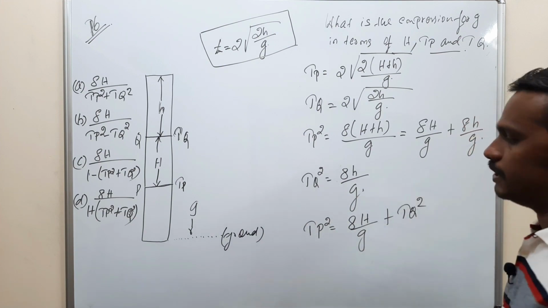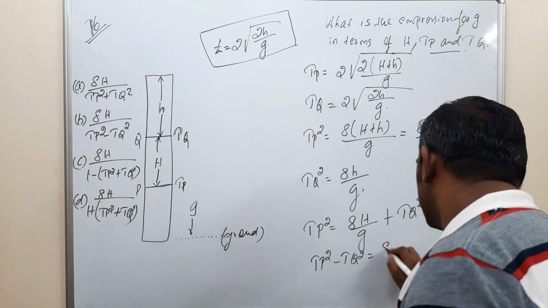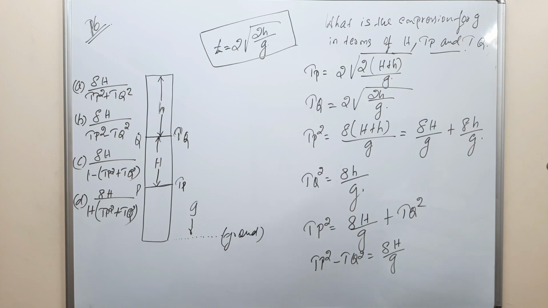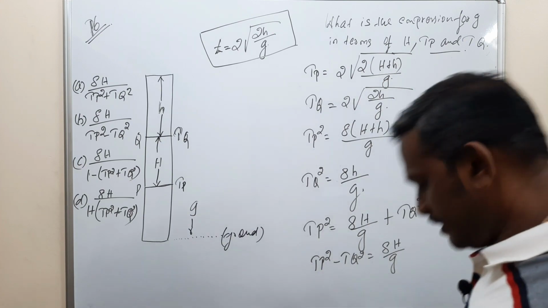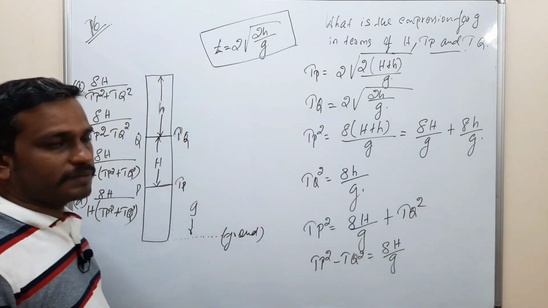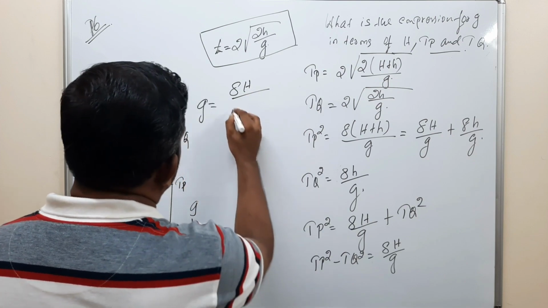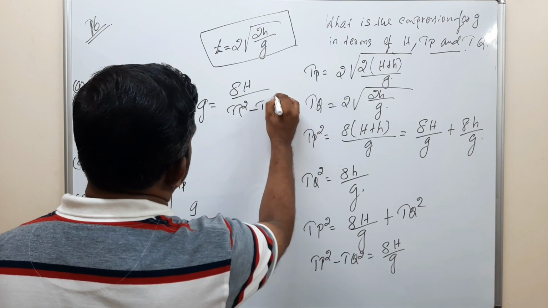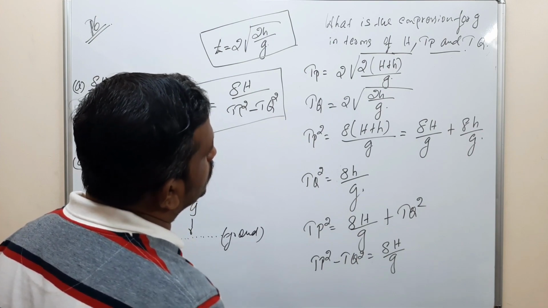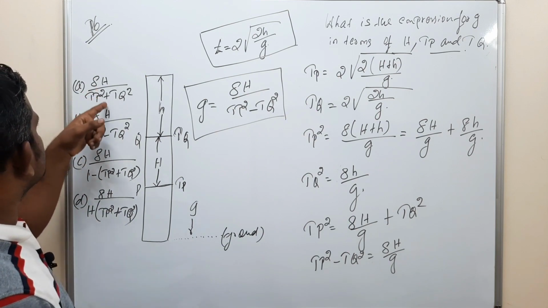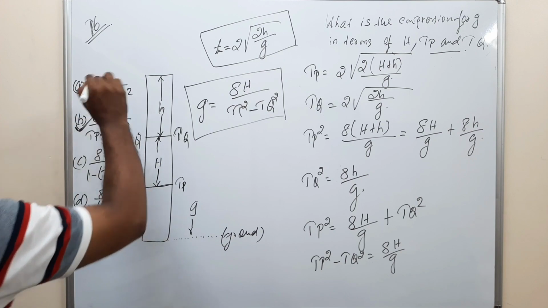So from this, TP square minus TQ square is equal to 8h by g. We have to find g. In the question, what is asked is the expression for g in terms of h, TP and TQ. So g is equal to 8h divided by TP square minus TQ square. So this is the answer. Comparing the options, a is 8h by TP square plus TQ square, b is 8h by TP square minus TQ square. So b is the answer.